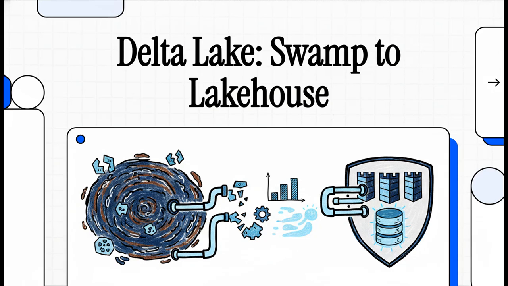Okay, let's be real. Have you ever had a critical data pipeline fail halfway through a write, leaving your tables just completely corrupted? Or maybe you've tried to reproduce a report from last quarter, only to find the data's been overwritten and is gone forever. Yeah, we've all been there. That's the classic data swamp.